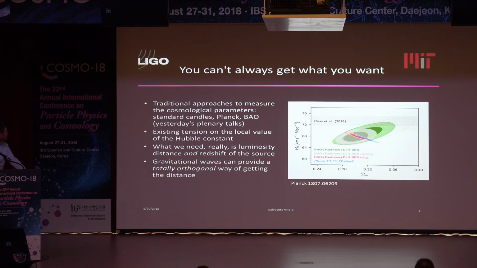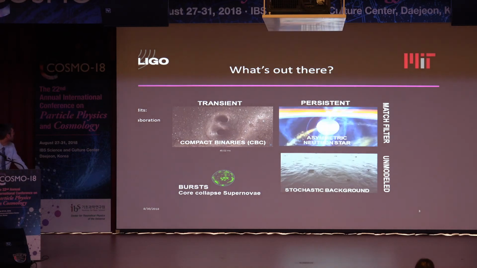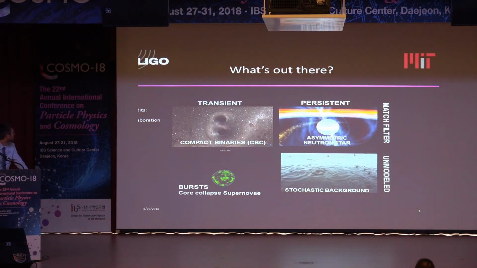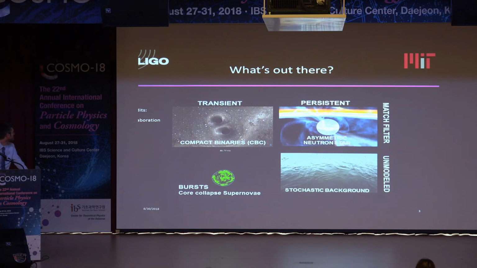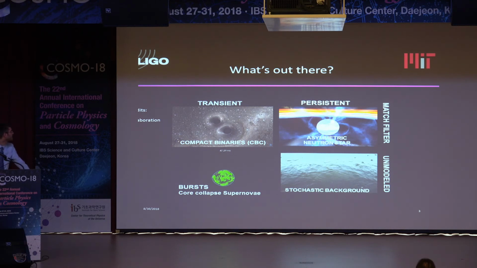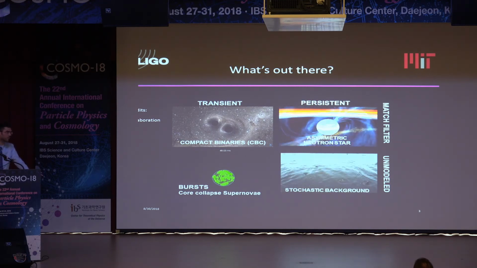But before I go into details, let me very quickly show, very slowly apparently, what kind of sources we expect we can get from LIGO. Chun-Li mentioned something about that before. We have transients and persistent sources. In the transients, we have compact binaries and bursts, like supernovae blowing up. On the persistent side, we have pulsars, as long as they are not perfectly spherical, and the stochastic background, which can be of two types, really.